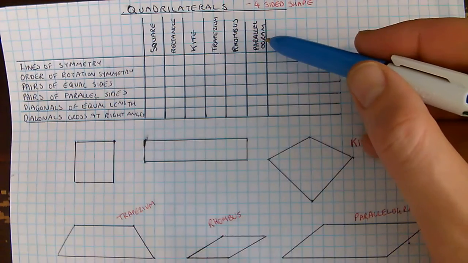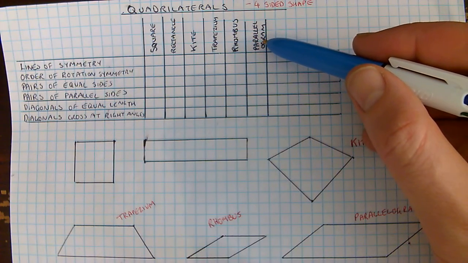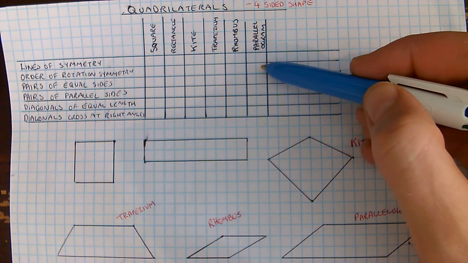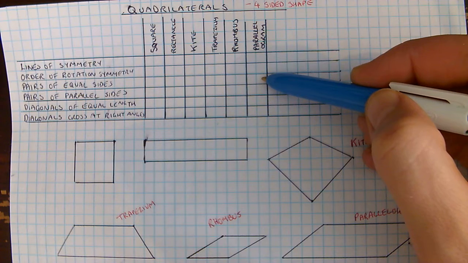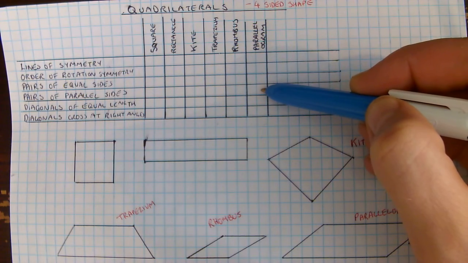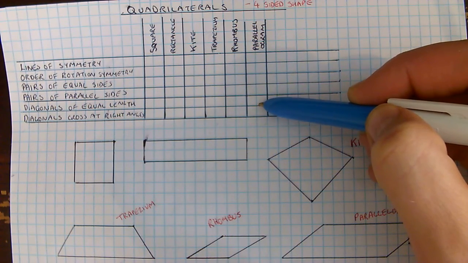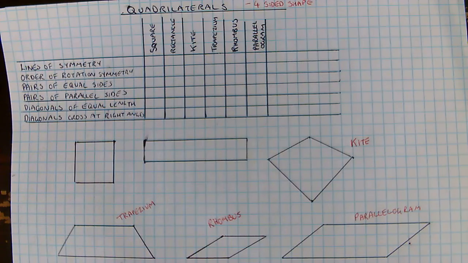So we're looking at the parallelogram here, and I'm being asked a number of things. How many lines of symmetry are there, what the order of rotational symmetry is, how many pairs of equal sides there are, how many pairs of parallel sides there are, whether or not the diagonals have equal length, and whether or not the diagonals cross at right angles. So we're going to start by looking at the lines of symmetry.